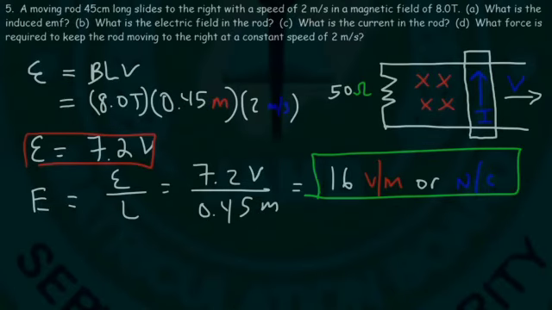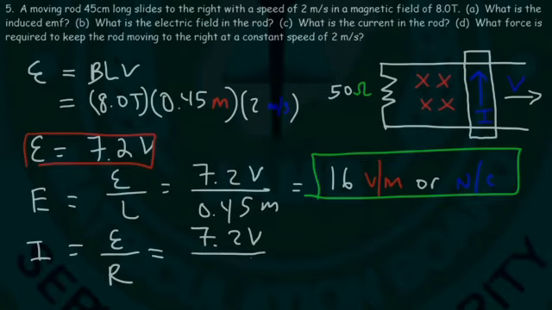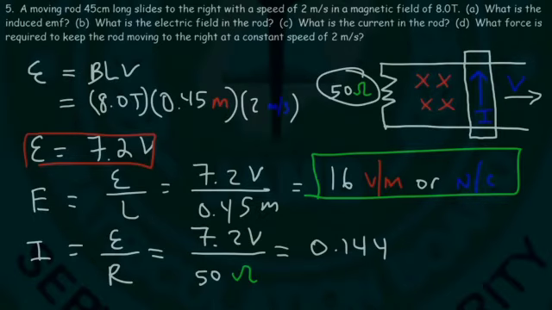Now, part C. What is the current in the rod? The electric current is going to be equal to the voltage, or the EMF, divided by the resistance. So it's 7.2 volts divided by a resistance of 50 ohms. So let's go ahead and divide those two numbers. 7.2 divided by 50 is equal to 0.144 amps, which is equivalent to 144 milliamps. So that is the electric current in the rod.